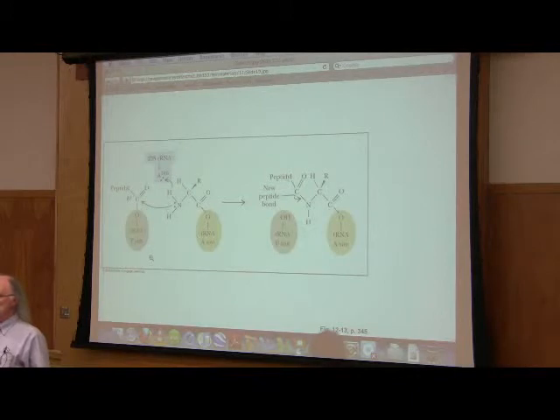Did you have a question? So the 23S is supplied by a large volume. 23S is a part of the 50S subunit. That's correct.